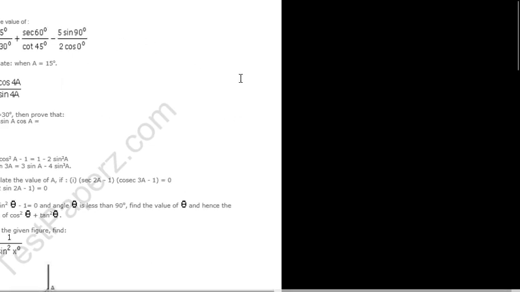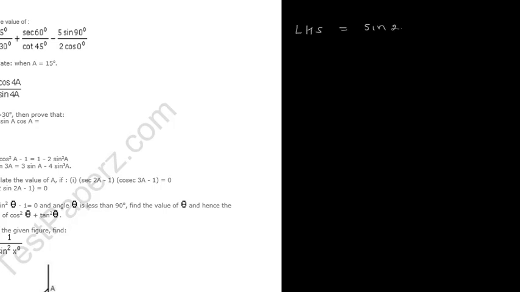Okay, so here if a is equal to 30 degree, then prove that sin 2a is equal to 2 sin a cos a. So we will take the left hand side. LHS is equal to sin 2a, which is equal to sin 2 into 30 degree, which is sin 60 degree, which is equal to root 3 upon 2. This is my left hand side, so I will consider this as equation 1.